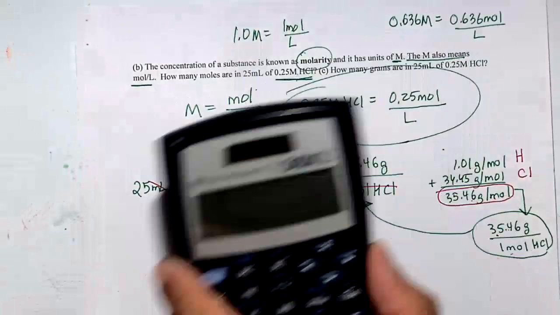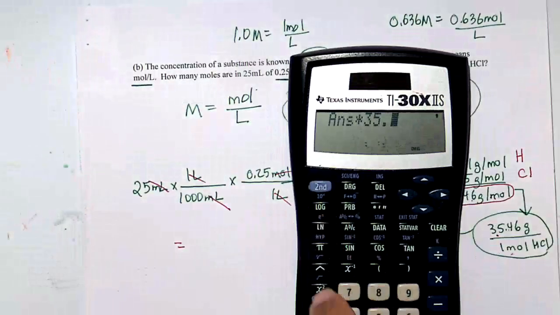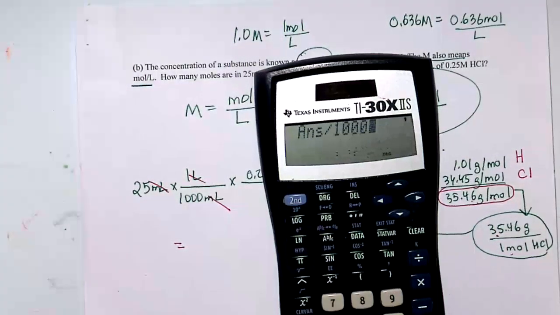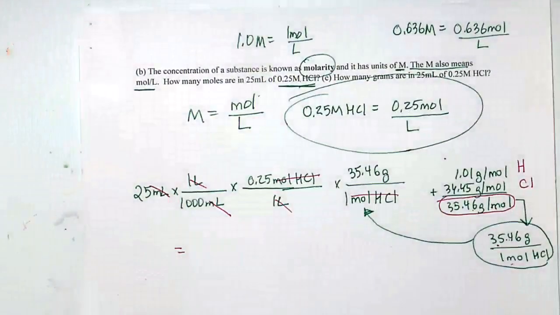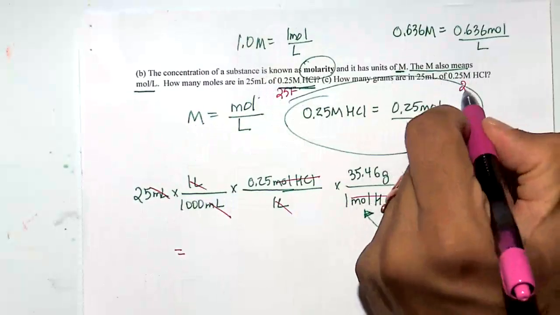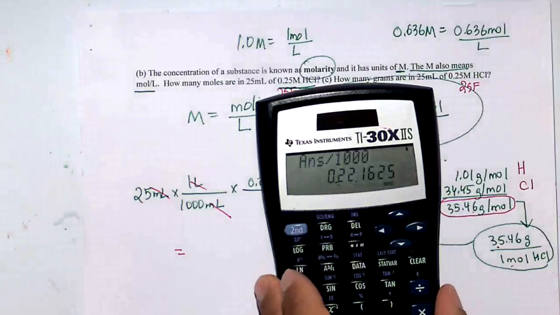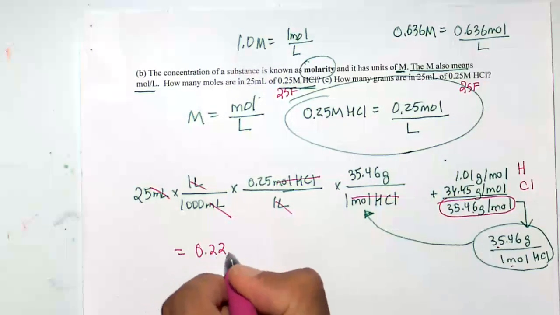25 times 0.25 times 35.46 divided by 1,000. Okay, what do you guys get? 0.22 grams. This is 2 sig figs. I think that's good. Okay. We'll do 0.22 grams.